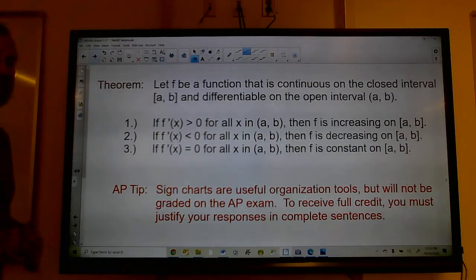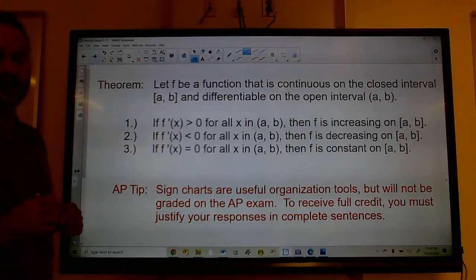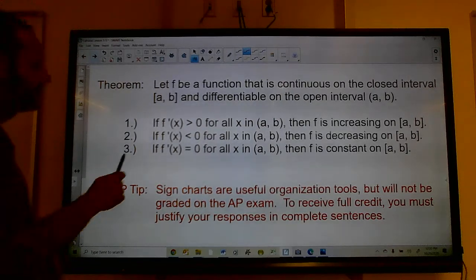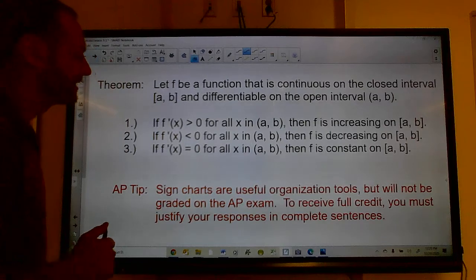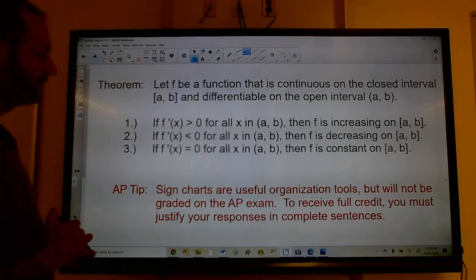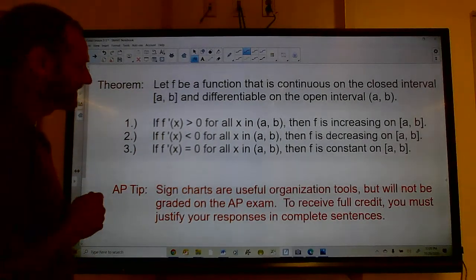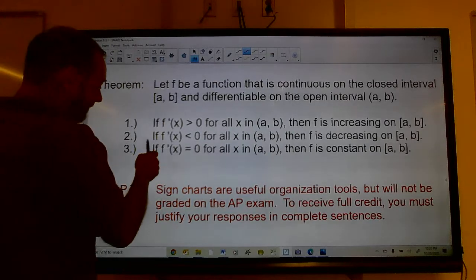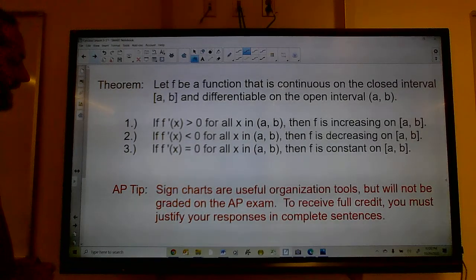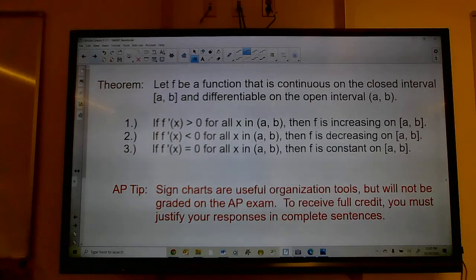Theorem. Let f be a function that is continuous on the closed interval ab and differentiable on the open interval ab. If f prime of x is greater than 0, so if the slope is greater than 0 for all x in ab, then f is increasing on the interval ab. If f prime of x is less than 0, or if the slope is less than 0 in ab, then f is decreasing on the interval a to b. And if f prime of x is 0, so essentially the slope is 0 for all x in ab, then f is constant on ab.